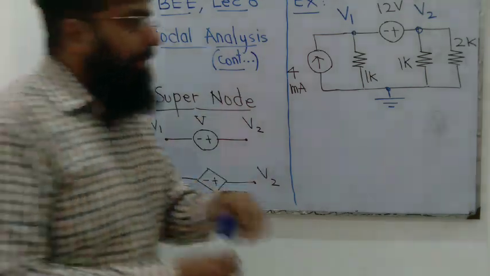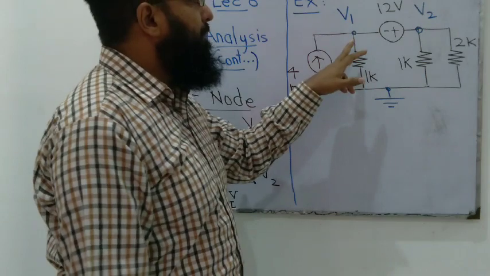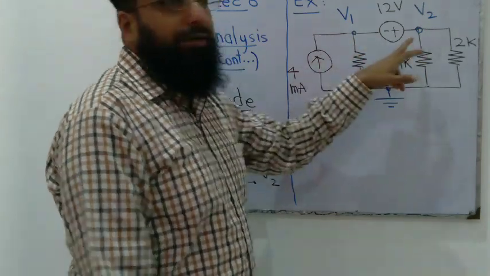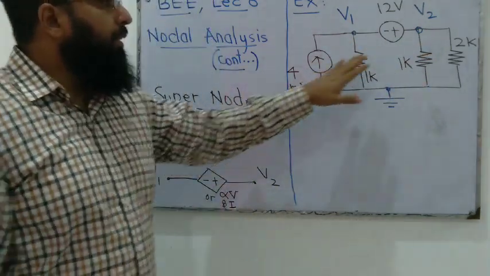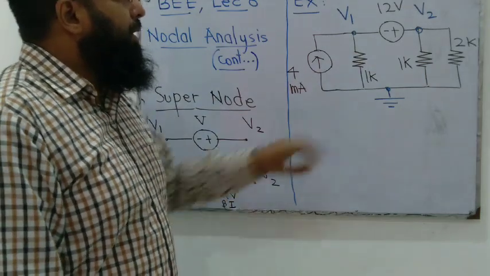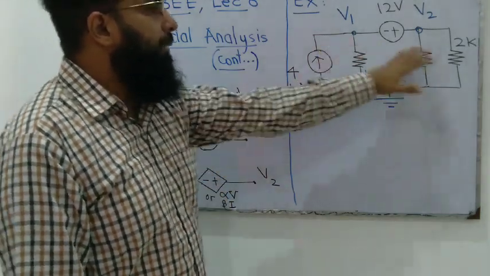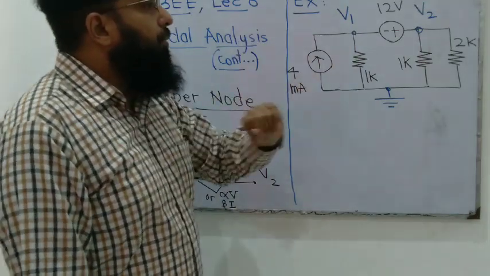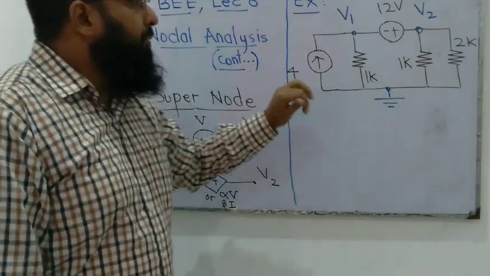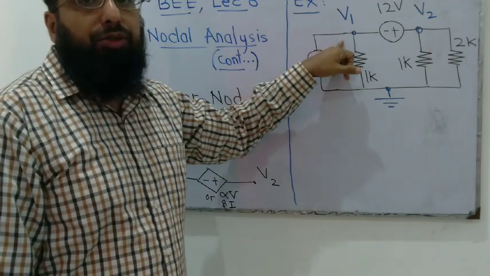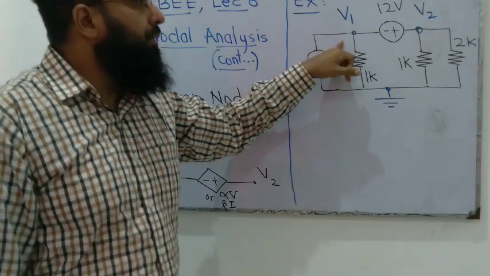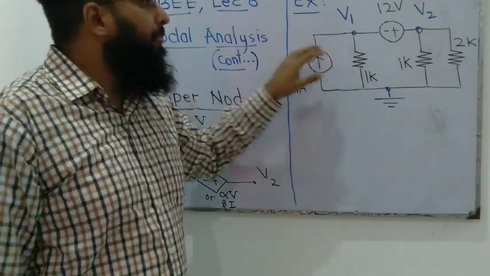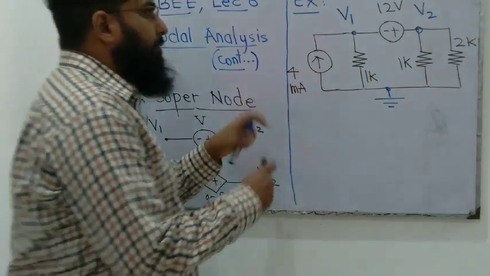For the supernode technique, here is an example. We have these nodes V1 and V2, and this 12 volt source is connected directly between the two, and we have a ground node. How to solve this problem? First, we'll assume V1 to be the first node for which we have to write an equation. We can write an equation for this branch.